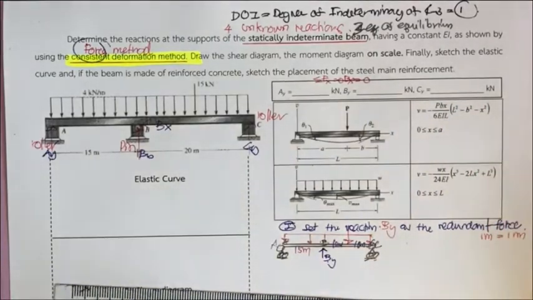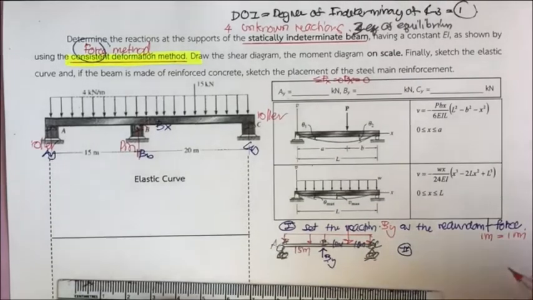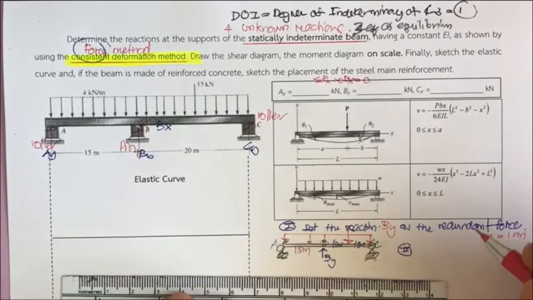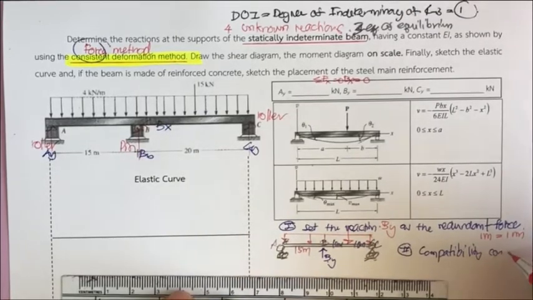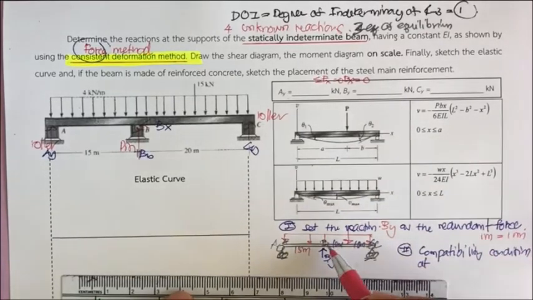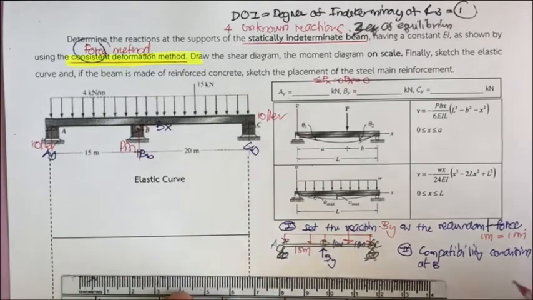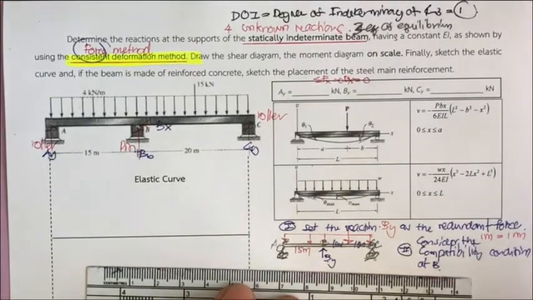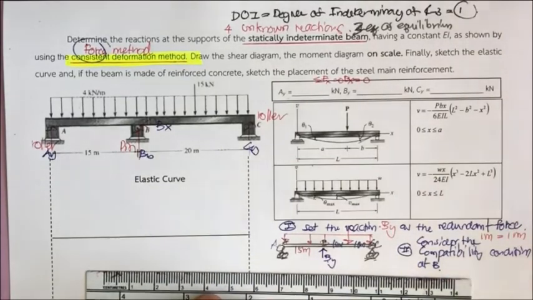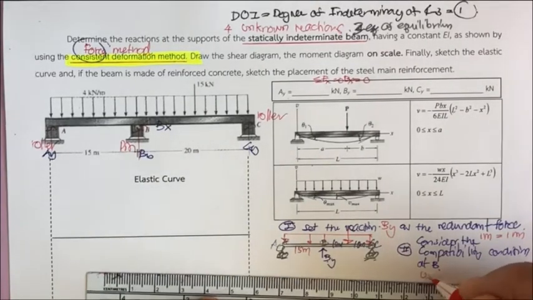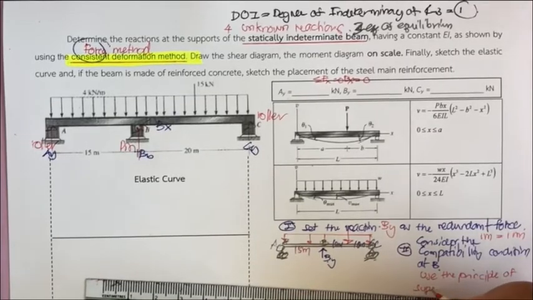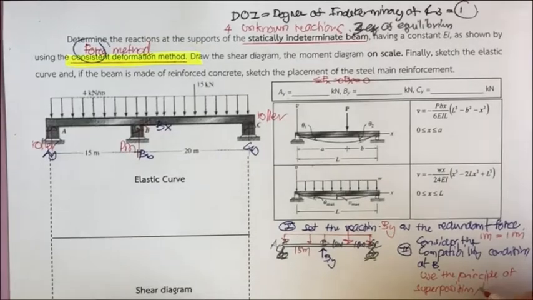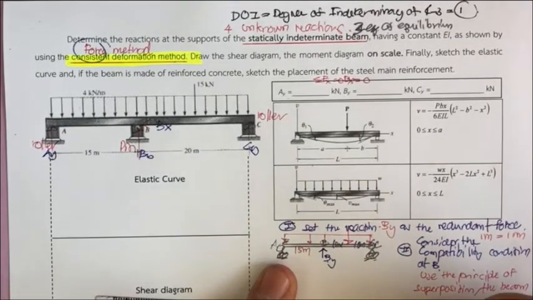Before you can go further, we will set up the reaction B sub Y, and second, we are going to write down the compatibility condition at B. Let us consider the compatibility condition at B, and then use the principle of superposition.